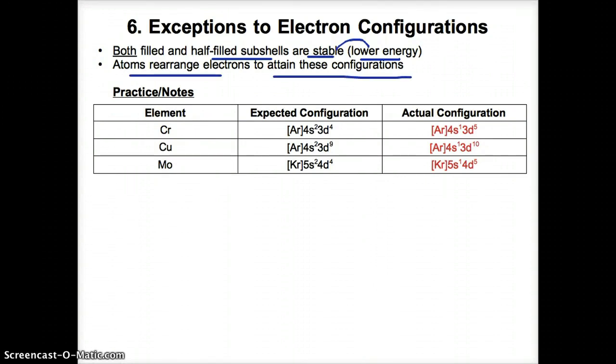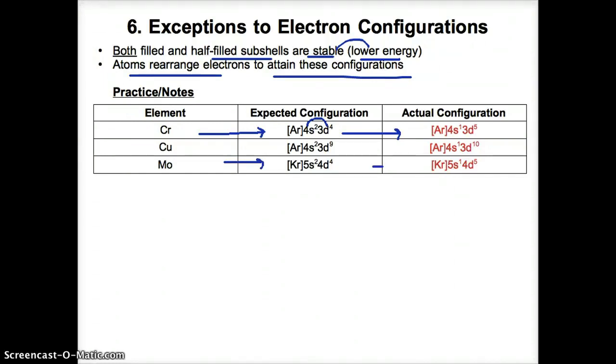For example, in Cr, the expected noble gas configuration is Ar 4s2 3d4, where 4s is filled, but 3d4 is not half-filled, nor is it filled. To make this more stable, one 4s subshell electron promotes to the 3d subshell, leading to Cr's more stable actual configuration of Ar 4s1 3d5. And this actual configuration is more stable because having a half-filled 4s and a half-filled 3d subshell is more stable than just having 4s fully filled. All right, a similar case occurs for Mo.